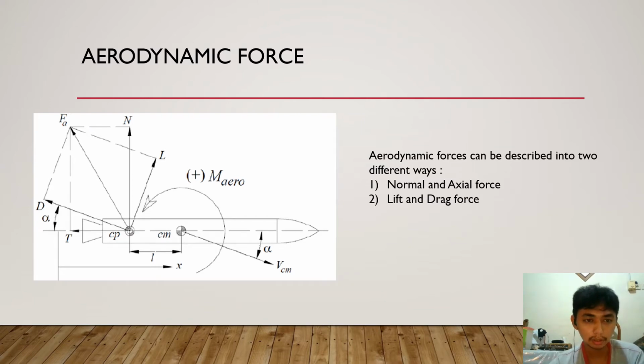We can see that the resultant of these two nomenclatures is exactly Fa. All of this force is acting on Cp, the center of pressure. The Cp is located at a distance L to Cm, or we also say that Cm is the center of gravity, or Cg.